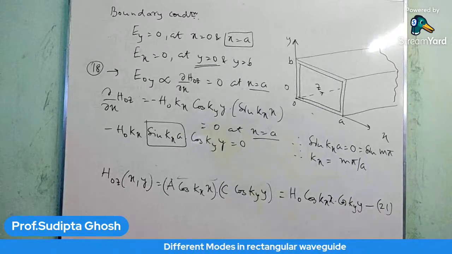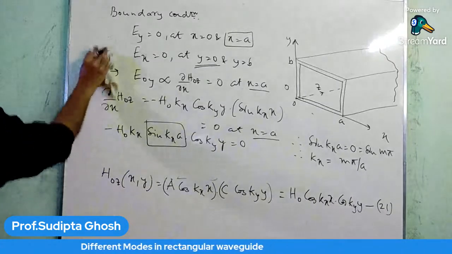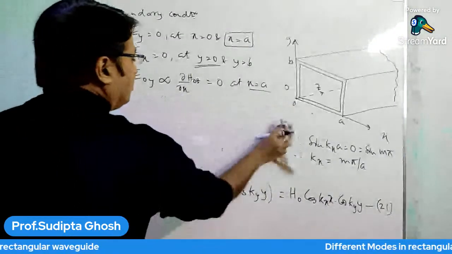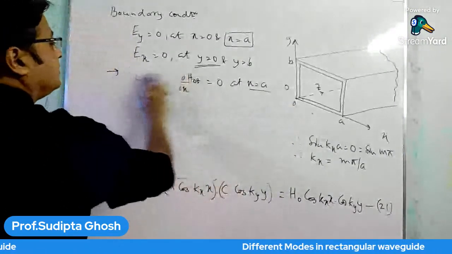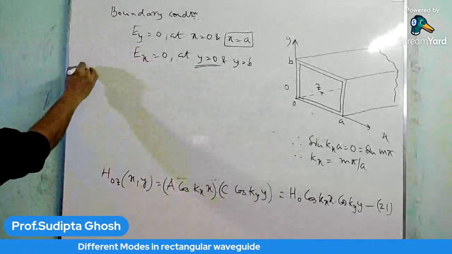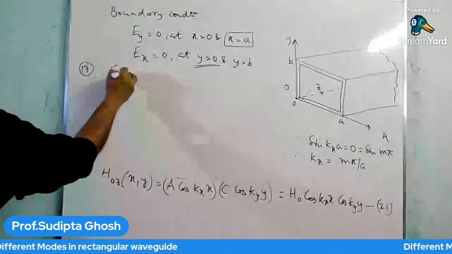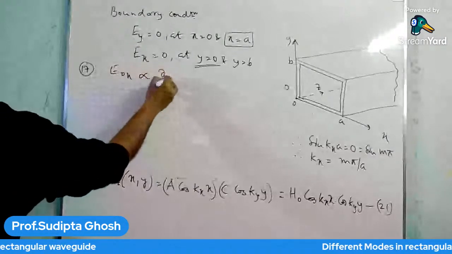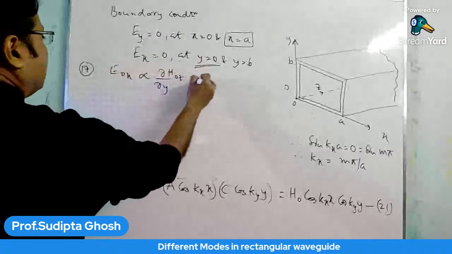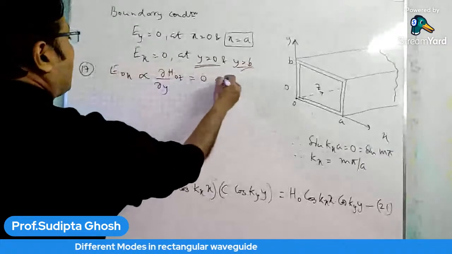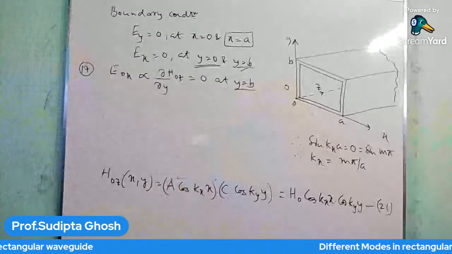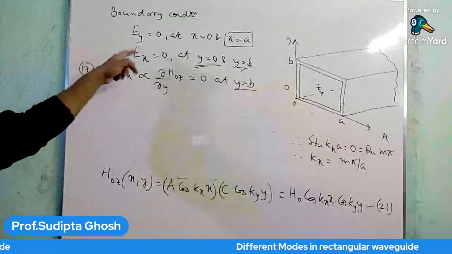Now again considering equation number 17, we can write that EOX is proportional to del y of HOZ, and that equals 0 at y equals b. So this is our last boundary condition. At y equals b, Ex equals 0.